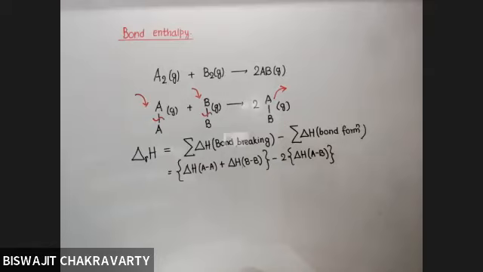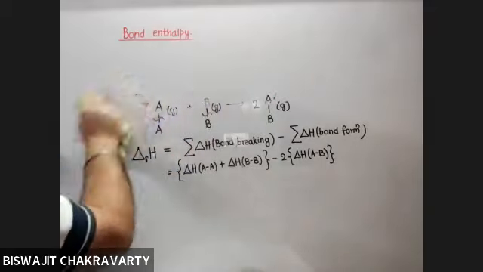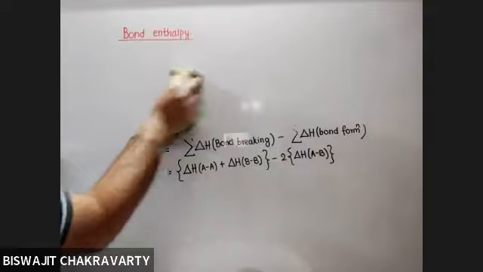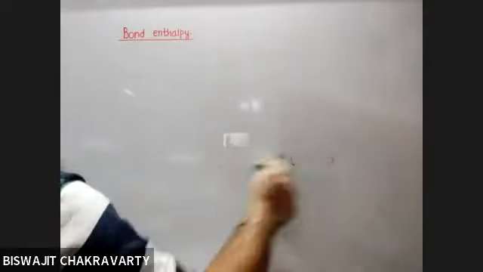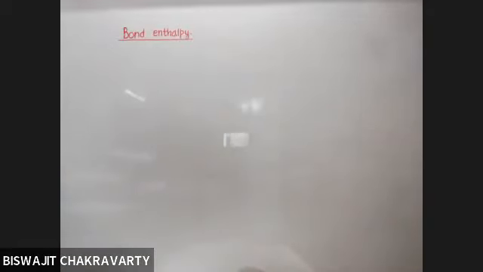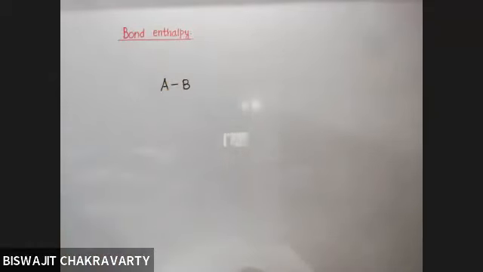Is it clear to everyone? Okay. Now you can write down what exactly is bond enthalpy. And one more important thing, let me explain to you first. See, if a molecule is diatomic, that means it consists of only two atoms in it.